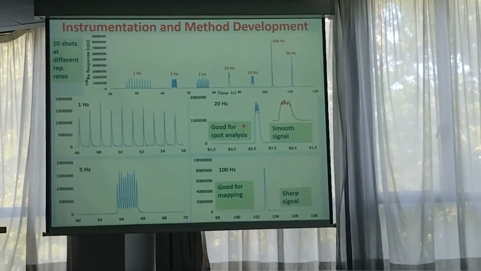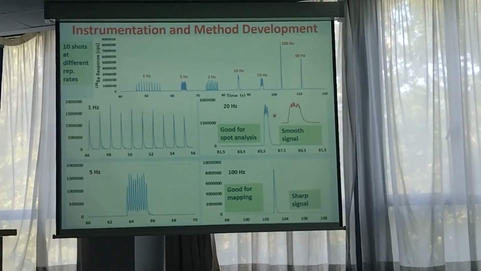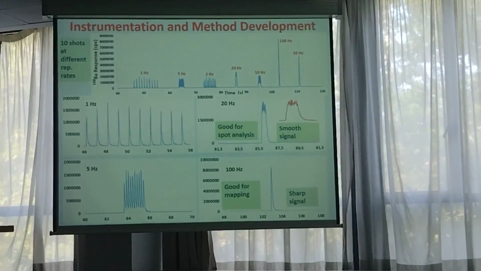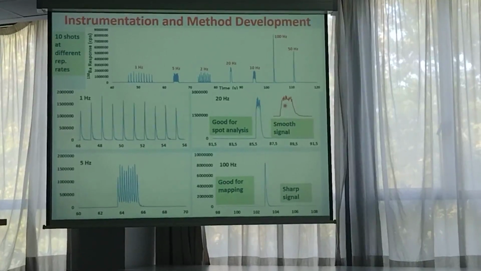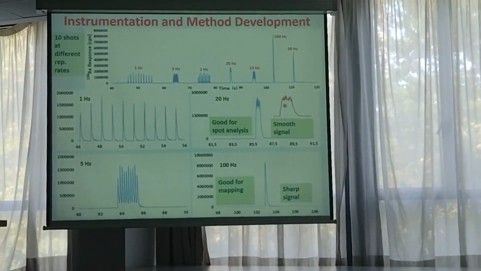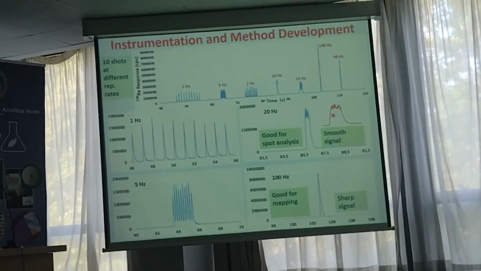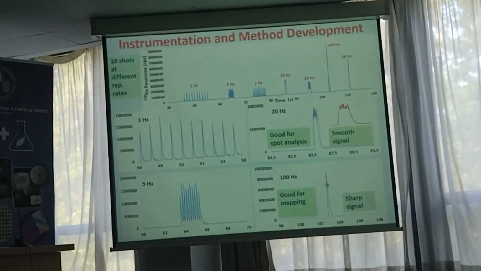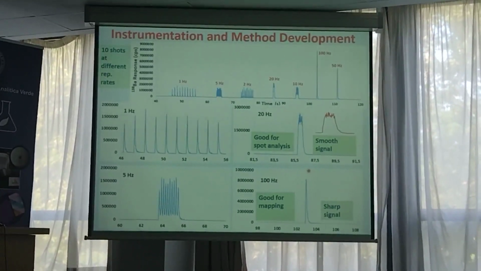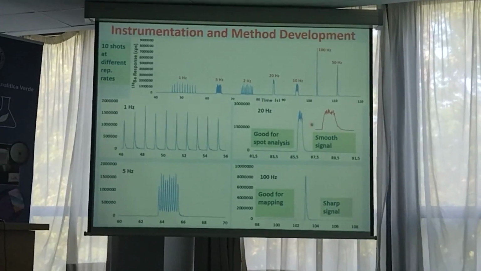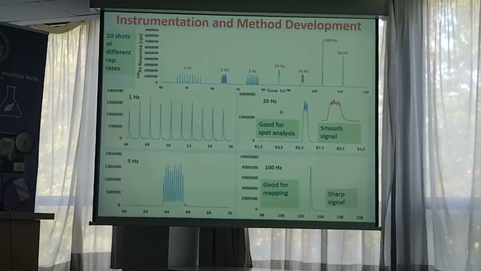And what we find is that if we fire the laser at 20 pulses a second, we actually end up with the smoothest peak. And this is the best for making spot analysis. But if we want to make maps, and I will explain about some maps a bit later, we need to go much faster, more like 100 hertz. So we have a very sharp signal. But today with Gianni, we were using 20 hertz. And your laser is the same speed as ours.